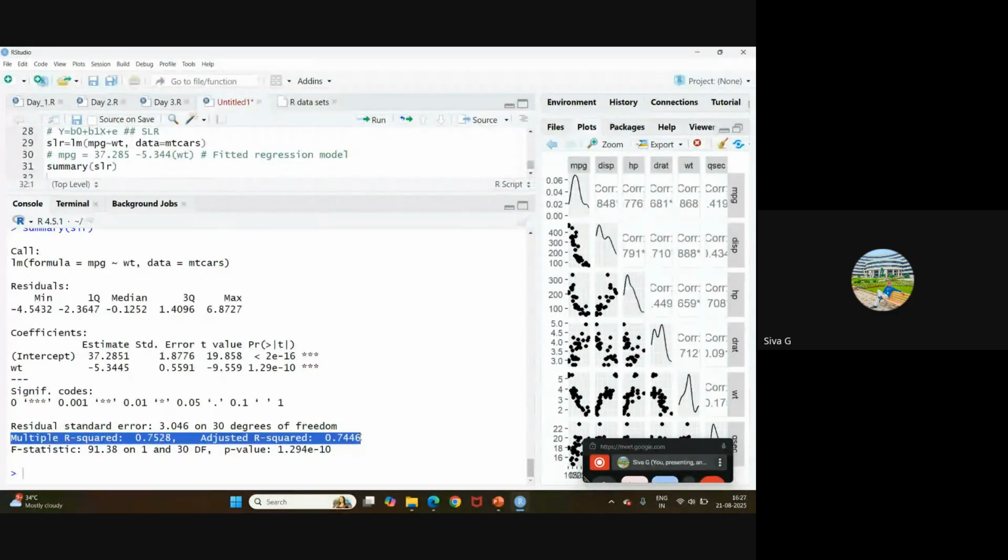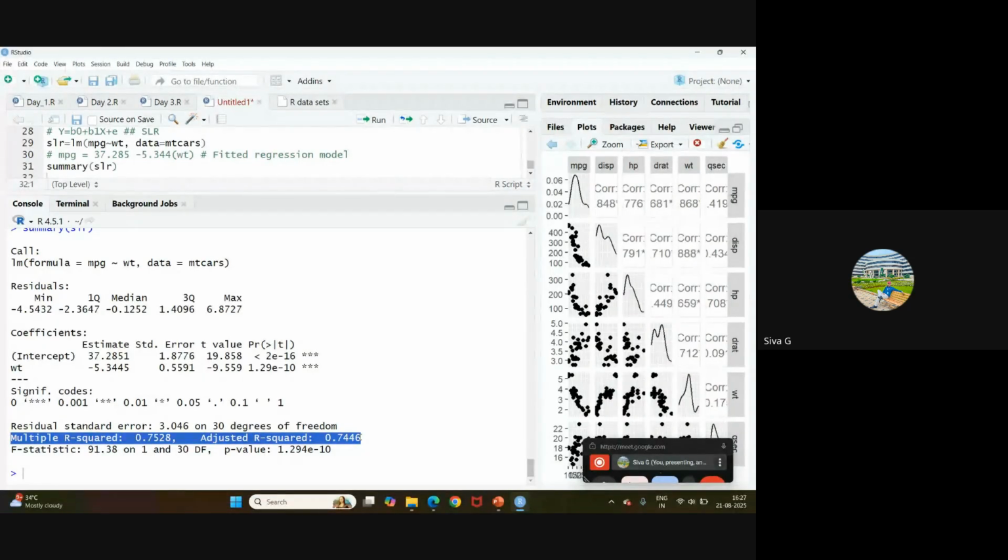So what does it tell us, multiple R square or adjusted R square? First I will discuss multiple R square, then I will go for adjusted R square. Both are similar. Multiple R square is nothing but the percentage of variation in the dependent variable explained by the independent variable. How much variation in my y, the dependent variable, here MPG, can be explained by the independent variable weight? If the weight is perfectly explaining my y, then I can estimate my y, right?